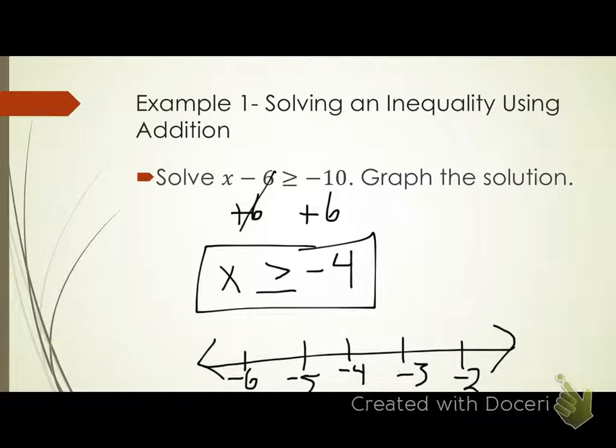What number is my circle going to go on? Negative 4. Is it going to be an open or closed circle? Closed. How do we know it's closed? It's got the line underneath my symbol. It's "or equal to," which means that number, negative 4, is a part of my solution. So I've got a closed circle at negative 4. Which way am I shading? To the right, because it wants all numbers that are greater than or equal to negative 4. The numbers greater than negative 4 are to the right of negative 4. Does that make sense? So I'm shading to the right.